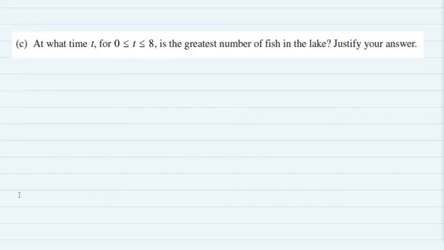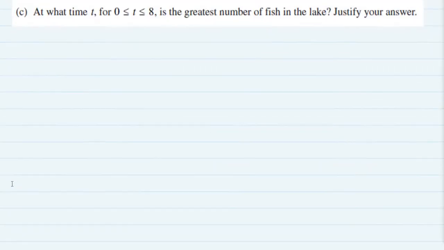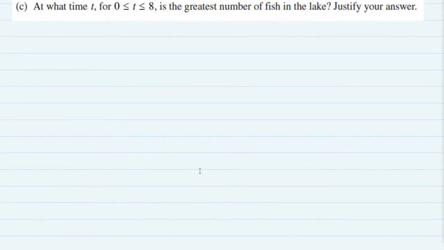The next question is, at what time t from t equals 0 to t equals 8 inclusive is the greatest number of fish in the lake? Justify your answer. Well, what we're going to do here for this problem is I'm going to create a function that represents instantaneous fish in the lake at any time t, because that's the function that I want to maximize.